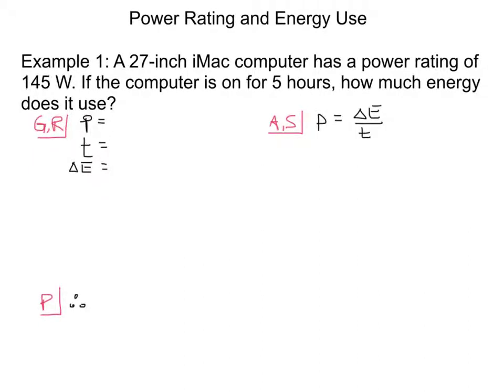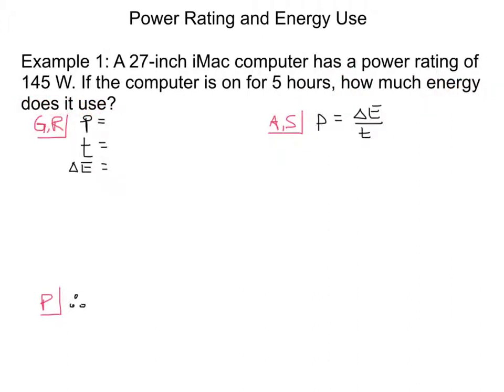We're going to do a couple of sample problems in this part of the lesson to consider energy use, and we'll look a little bit at how your home energy consumption is calculated and the difference between the different types of units. So here I have an example question, and it says that a 27-inch iMac computer has a power rating of 145 watts. If the computer is on for 5 hours, how much energy does it use?